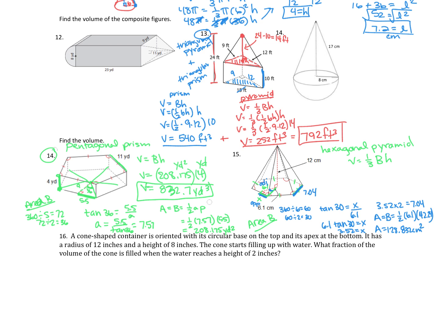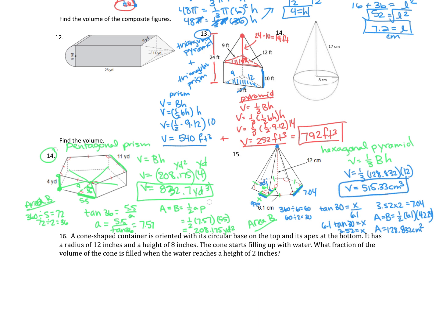So now I'm ready for the volume. This is the second error. Sometimes kids are doing so much math, they forget the 1/3, because this is a pyramid, not a prism. So don't forget that 1/3 times my base area of 128.832, times that height of 12. Personally, I would do the 128.832 times 12, then divide by 3, and I believe we get 515.33 centimeters cubed.